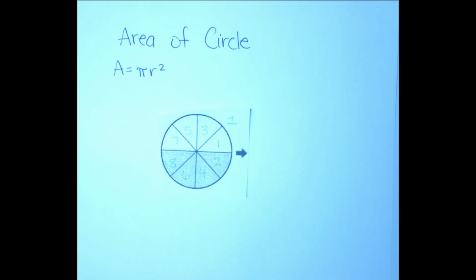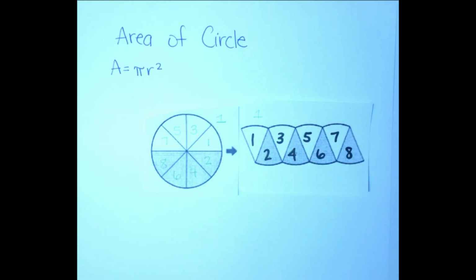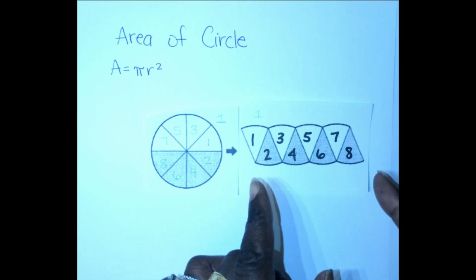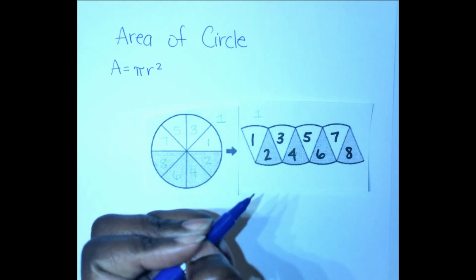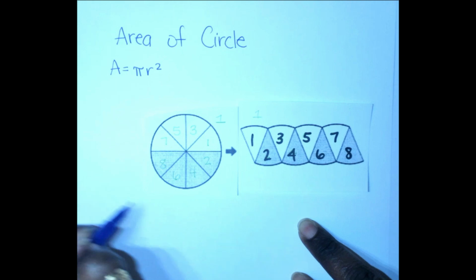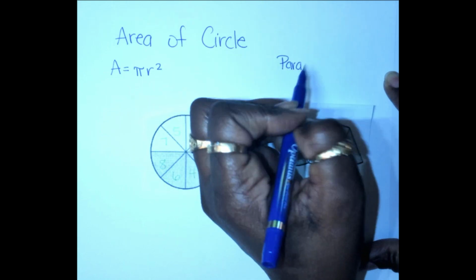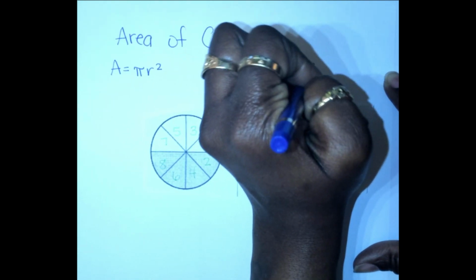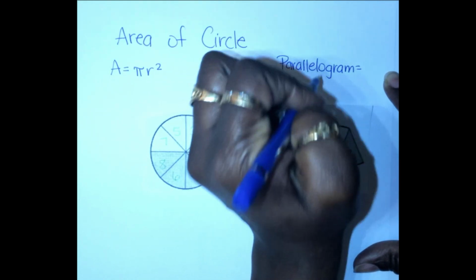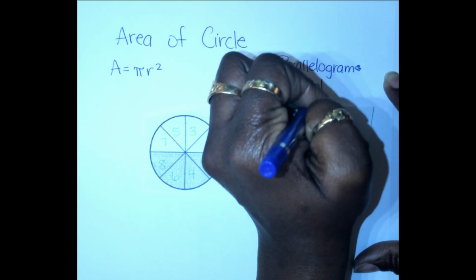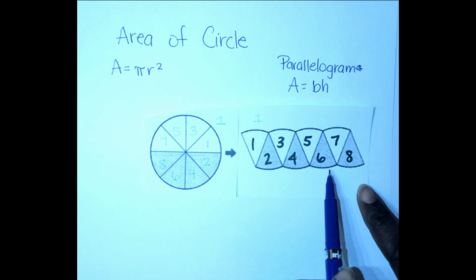And what we can do with each of those pieces is we can take it and rearrange it similar to what we have here. And when we rearrange it, we start to see a shape that looks like a parallelogram. And if we remember the formula for the area of a parallelogram, we remember that the area of a parallelogram is equal to base times height. Okay, so we take the base, this would be your base here, and you would multiply it by the height.